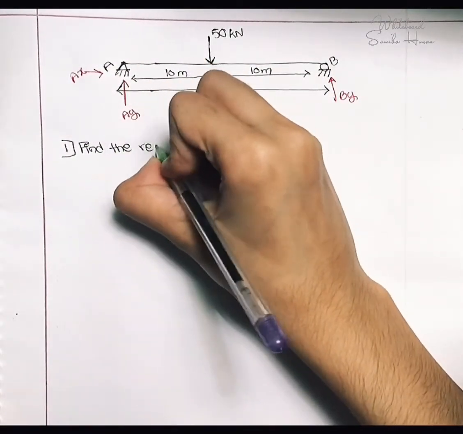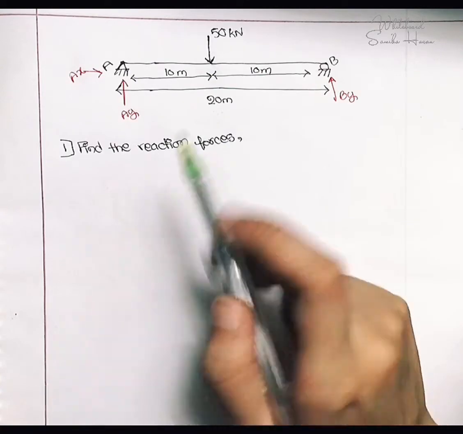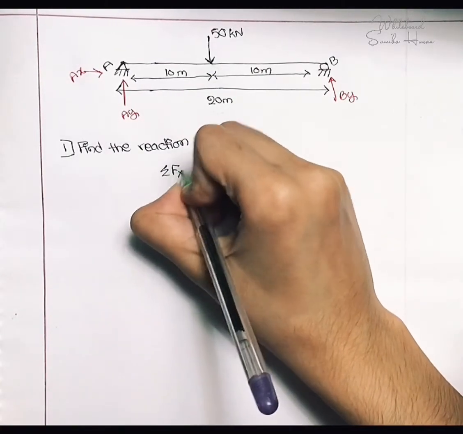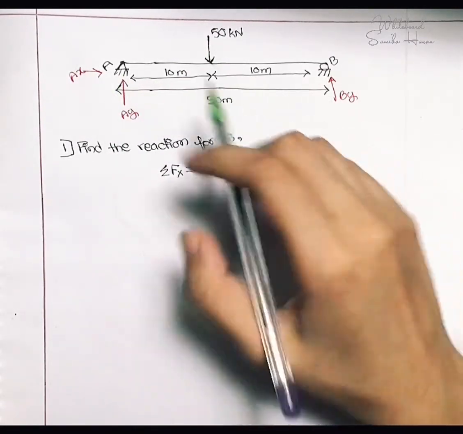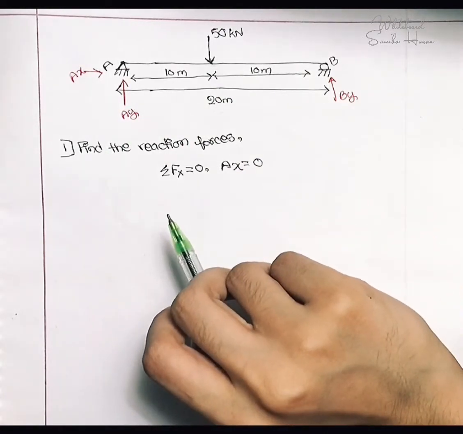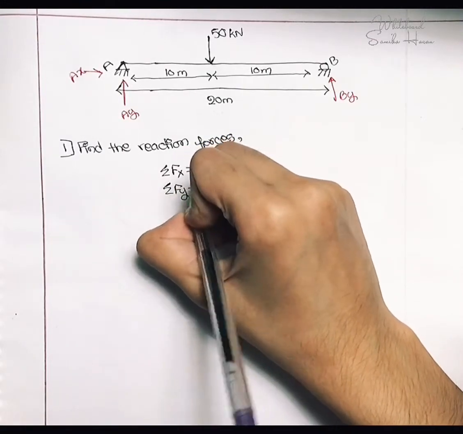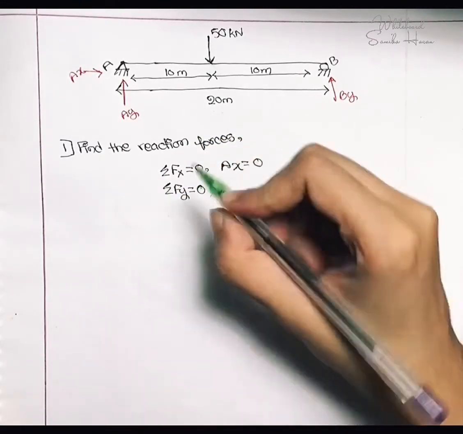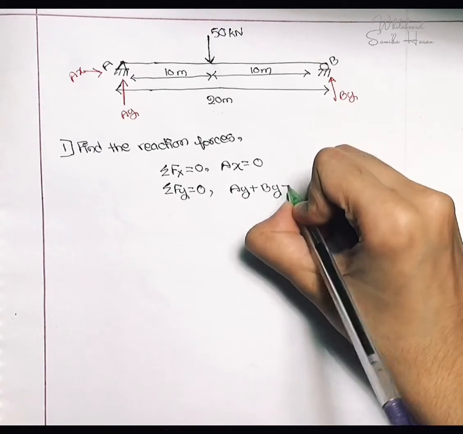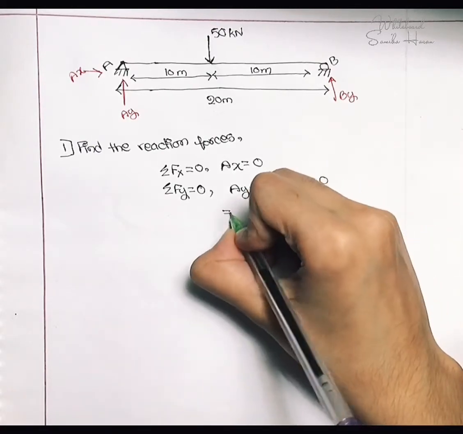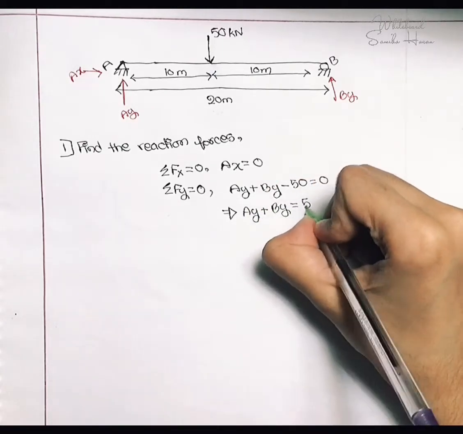Now I will have to find the reaction forces. At first I will take summation of Fx equal to 0. From here I can understand Ax is equal to 0 as there are no other horizontal forces acting on this beam. After that I take summation of Fy equal to 0, and it will give us Ay plus By minus 50 is equal to 0.